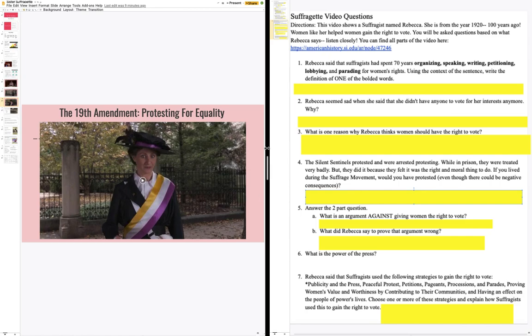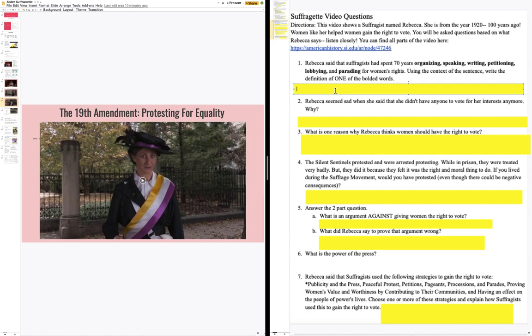Okay, so hopefully you were able to watch the suffragette video. So Rebecca said that suffragettes or suffragists are kind of the same thing. A suffragist is someone who believed women should get the right to vote. A suffragette is pretty much the same thing, only usually they were women. So a suffragette is a woman who believes that she and other women should get the right to vote. So Rebecca is a suffragette, a suffragist.